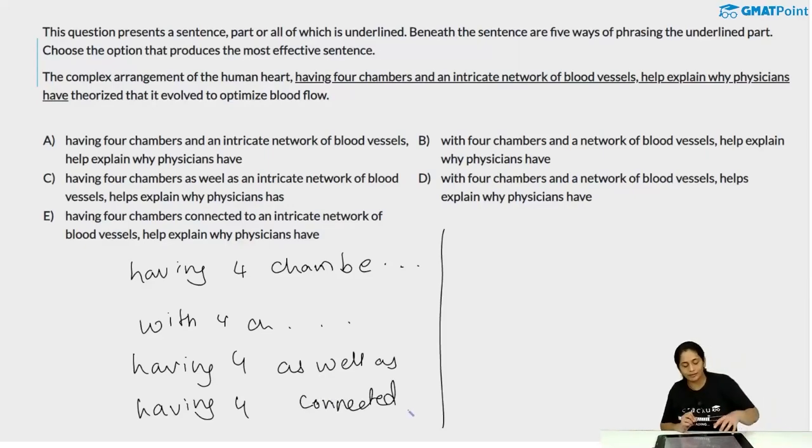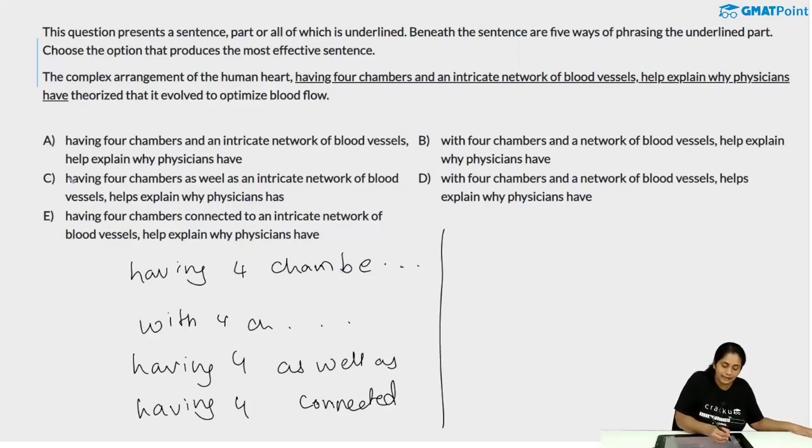So always remember, whatever option you choose should not change or alter the meaning of the original sentence that is given. Whenever you see a connection or something extraneous that is not part of the original sentence, be careful that it does not alter the meaning of the sentence. So that is the first part.